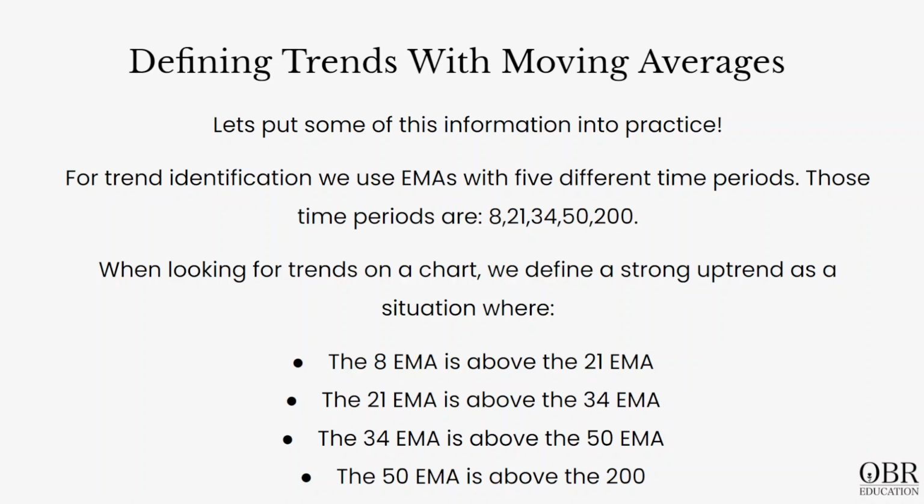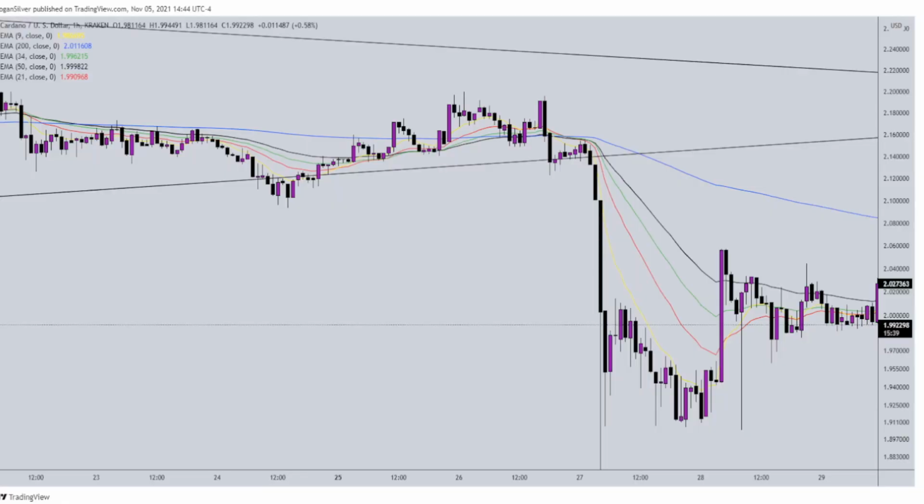When looking for trends on a chart, we define a strong uptrend as a situation where the 8 EMA is above the 21 EMA, the 21 EMA is above the 34 EMA, the 34 EMA is above the 50 EMA, and the 50 EMA is above the 200. As you could guess, when we're looking at a downtrend, it's the complete opposite. So here's an example of a downtrend.